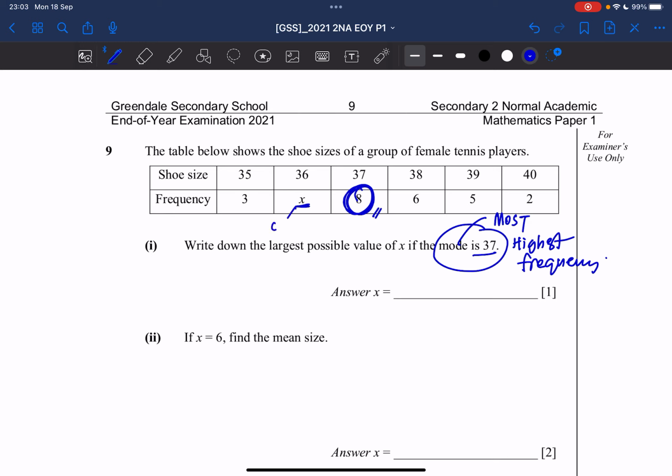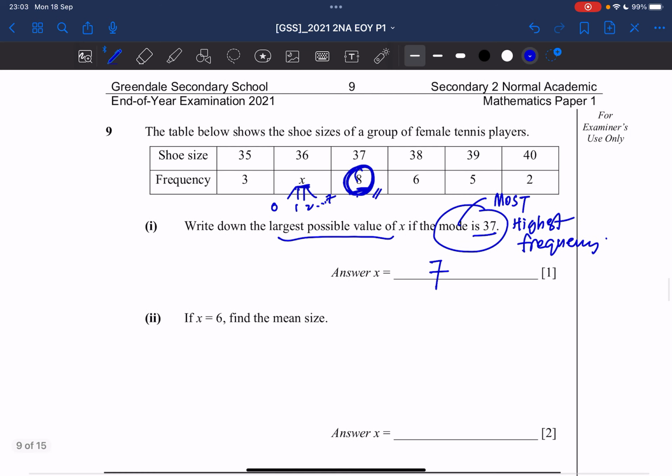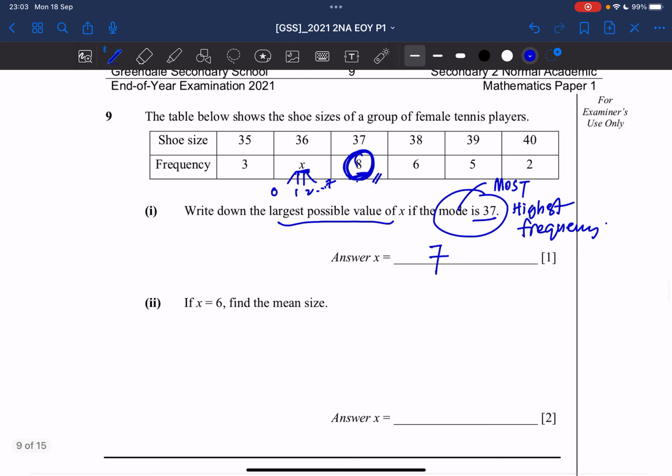So x can be 0, can be 1, can be 2, all the way until 7 only. Can it be 8? Cannot, because 8 is the mode. So what is the largest possible value of x? It's just 7. If x equals 6, find the mean size. So how to find the mean? We need to multiply everything. So now, let me erase for you.